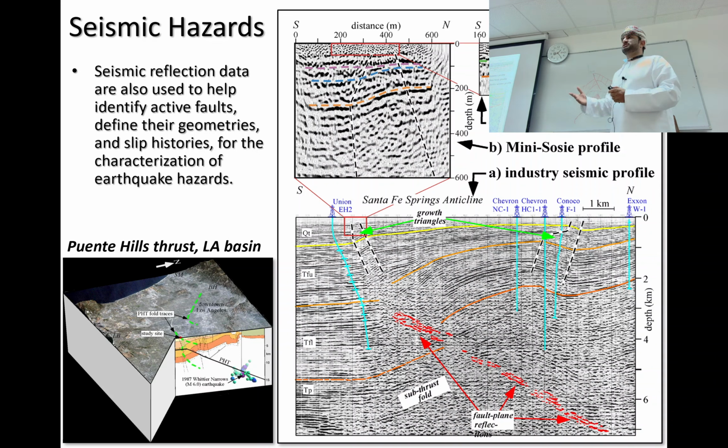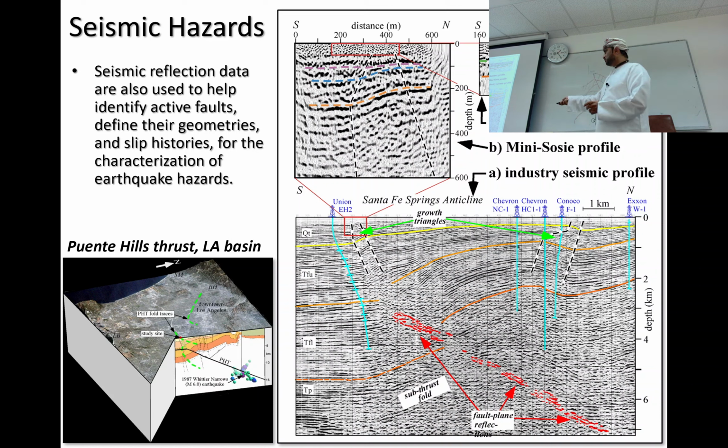They got these sections printed out, put them on a table, and started interpreting, which is a very tedious process. Nowadays, things are computerized. You get these things into computers and start by mouse following a certain interface, a certain layer. That's the process of interpretation. This fault is also an interpretation.